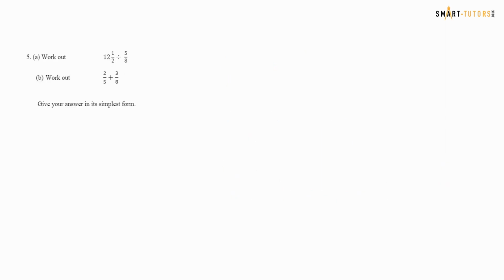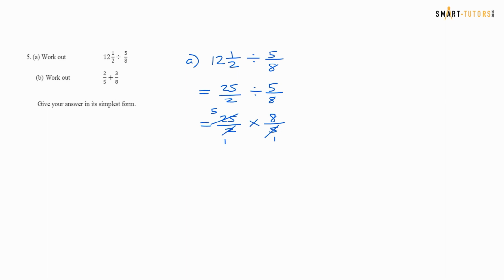Question number 5, 12 and a half. So 12 and a half divided by 5 upon 8. So change to improper: 24 plus 1, 25 over 2 divided by 5 upon 8. So 25 over 2 times by 8 upon 5. 5 goes into 5, 5 goes into 25. 2 goes into 2, 2 goes into 8. So 4 times 5 is 20, 1 times 1 is 1. So the answer is 20.